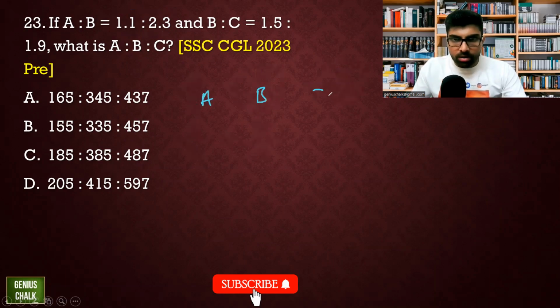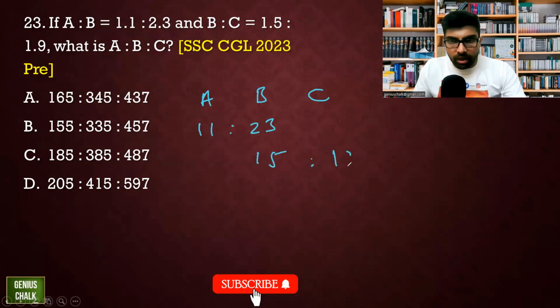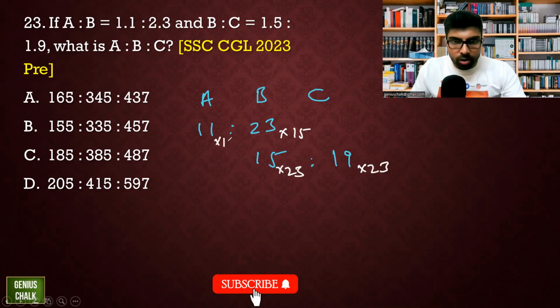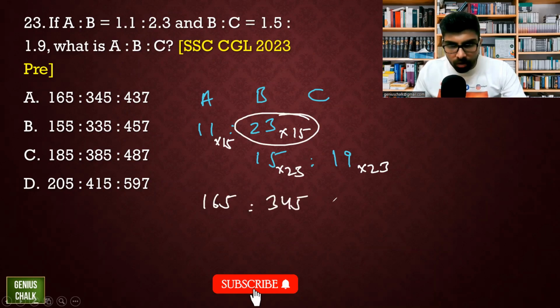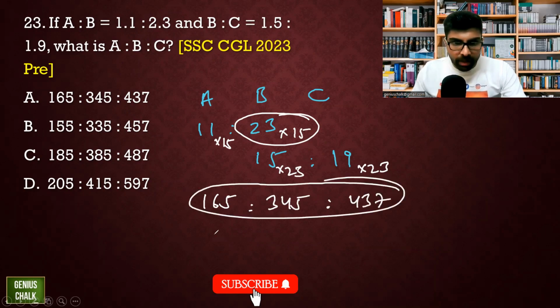Now you can write like this: A, B, C. This is the basic method which we have discussed in the last class. And this is 15 and this is 19. Now, make the middle one same. So multiply this by 15, multiply this by 23. So this also to be multiplied by 23. This is also to be multiplied by 15. So this is becoming 165 and then 23 into 15 is becoming 345. 19 into 23 is becoming 437. And what is my answer? It is option A. So this is a logical way.